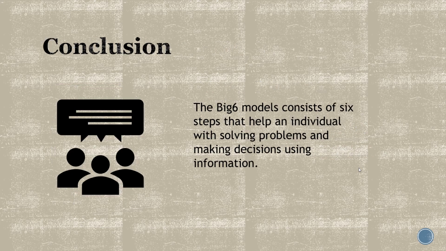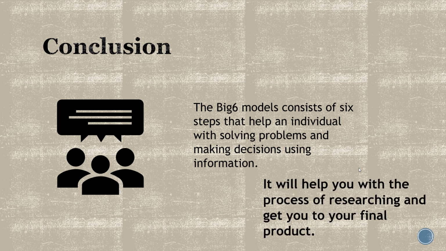So in conclusion, the Big Six model consists of 6 steps that help an individual with solving problems and making decisions using information. It will help you with the process of researching and get you to your final product.